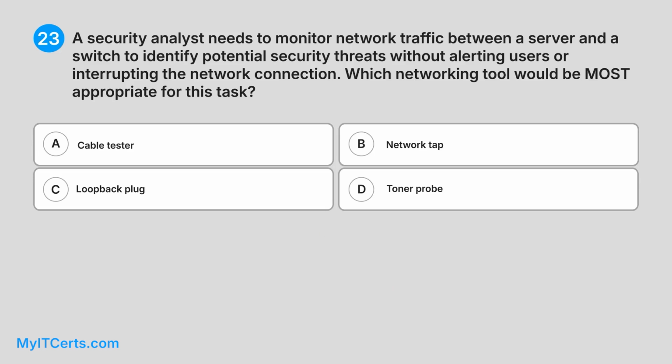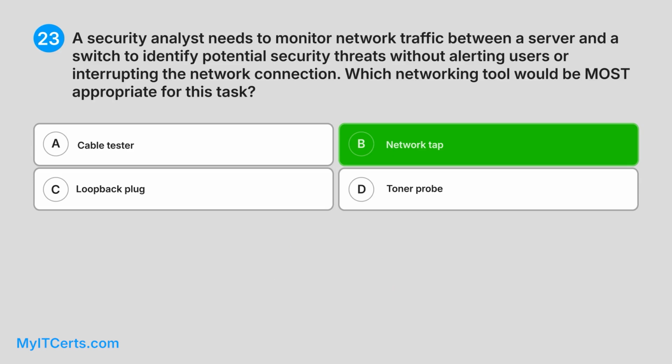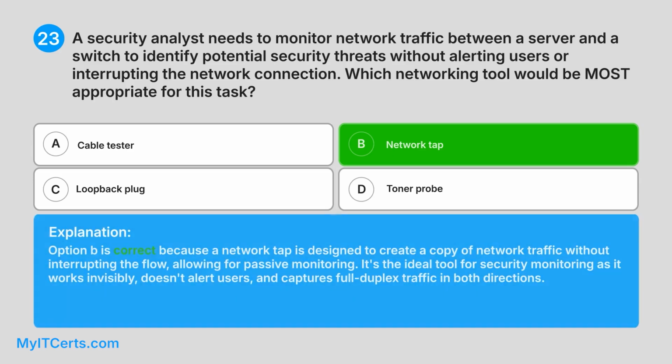Correct answer, B. Network tap. Explanation. Option B is correct because a network tap is designed to create a copy of network traffic without interrupting the flow, allowing for passive monitoring. It's the ideal tool for security monitoring as it works invisibly, doesn't alert users, and captures full duplex traffic in both directions.